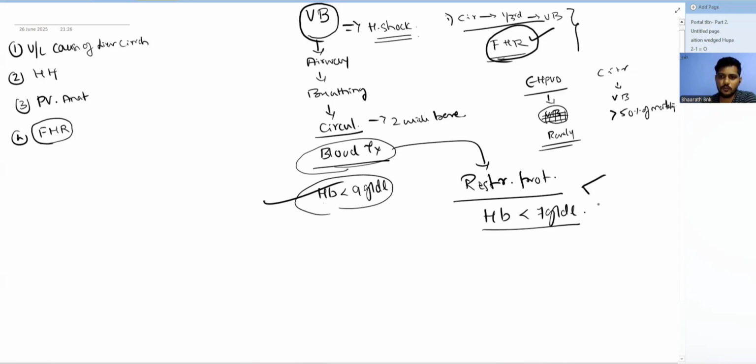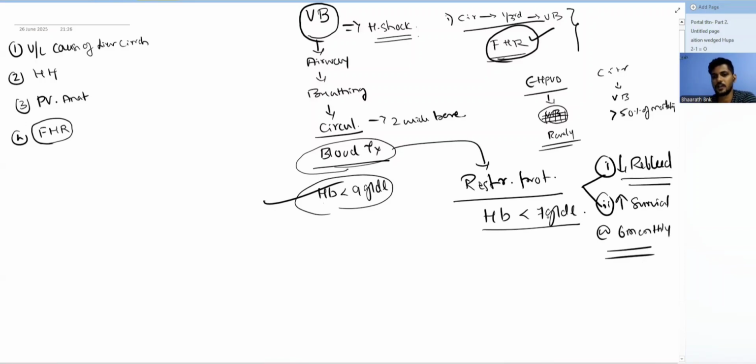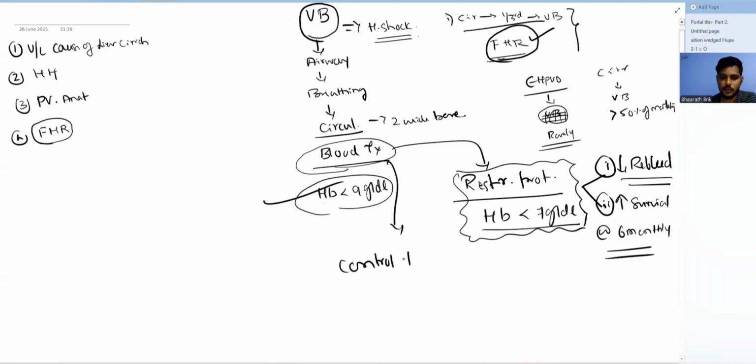Because a lot of randomized control trials have shown that this will reduce the risk of rebleed. Also, this will improve survival at 6 months. The 6 month survival after a bleed and the reduction in rebleed rates are much better when following the restrictive protocol, that you transfuse blood only when Hb is less than 7 gram per deciliter. Right? So once you transfuse, now you need to control the bleed.